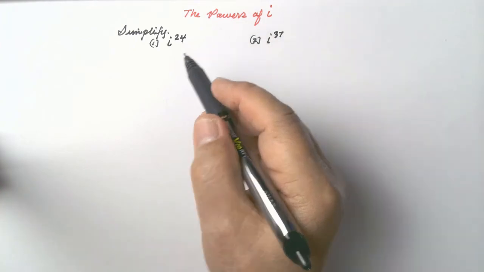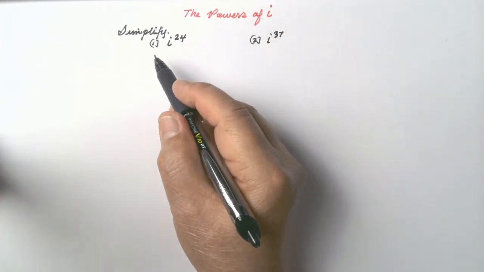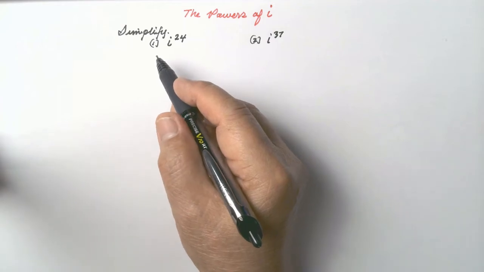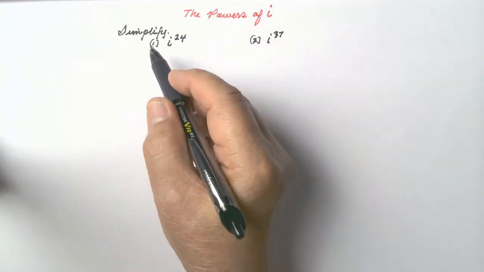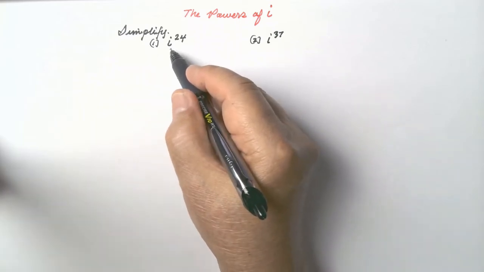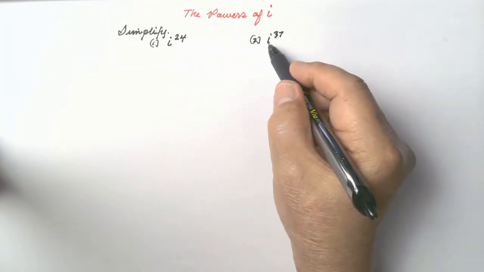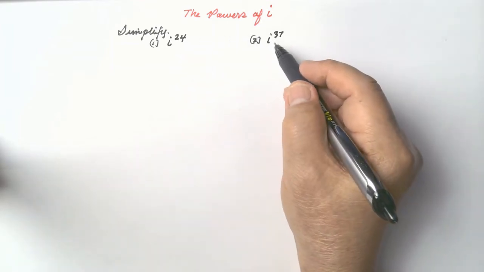I is a unit imaginary number which is equal to the square root of negative 1. How do we simplify expressions such as I raised to 24 and I raised to 37?